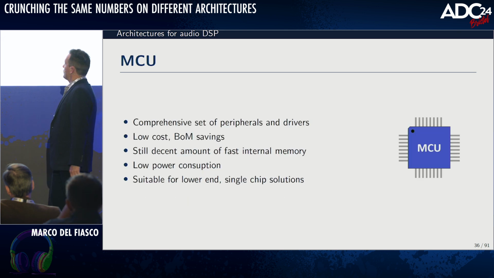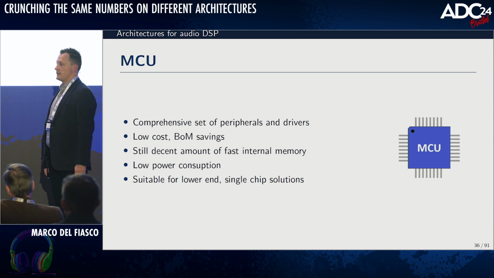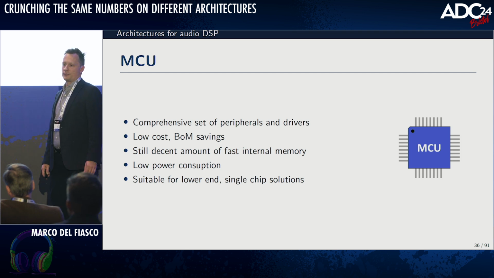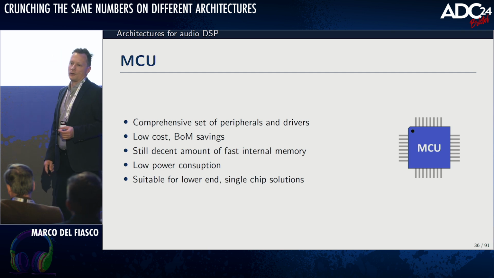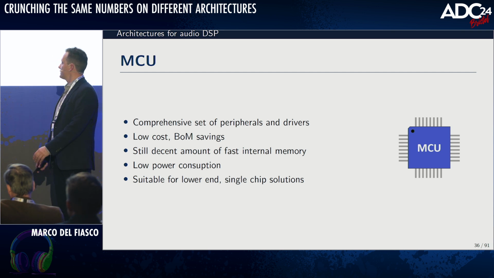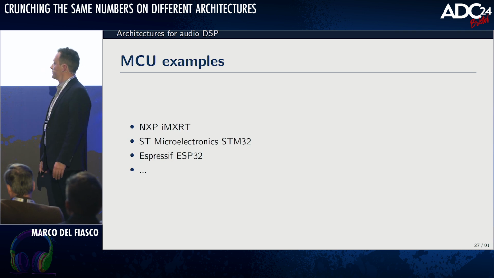Let's go to the microcontroller. So a microcontroller typically has a comprehensive set of peripherals and drivers. It's low cost. It will allow you some bill of material cost savings. They still have a decent amount of fast internal memory, low power consumption, and are suitable for low-end single-chip solutions, in my opinion. Some examples: NXP i.MX RT, the STM32 from ST Microelectronics.